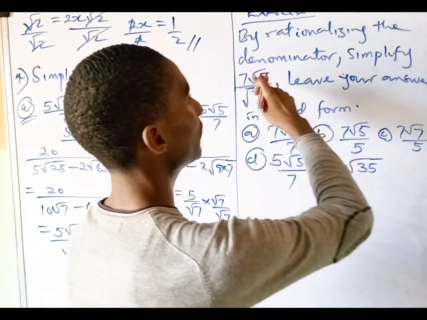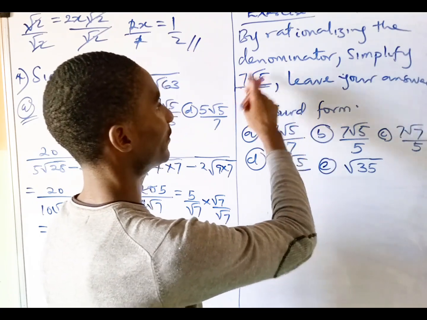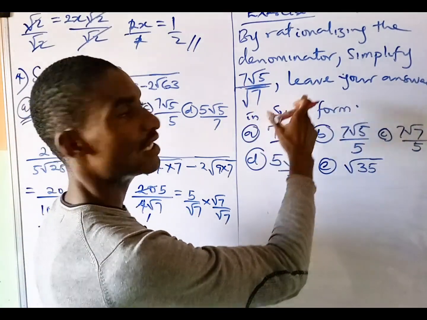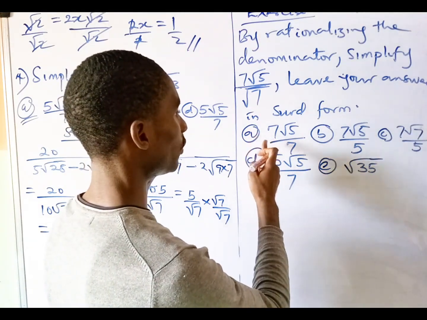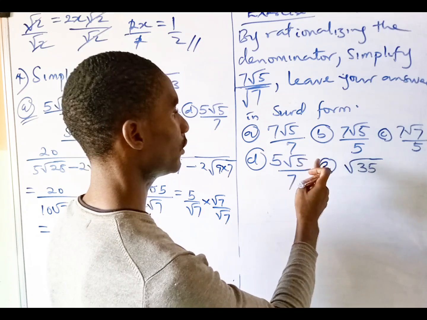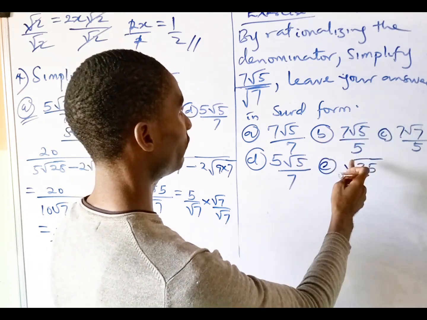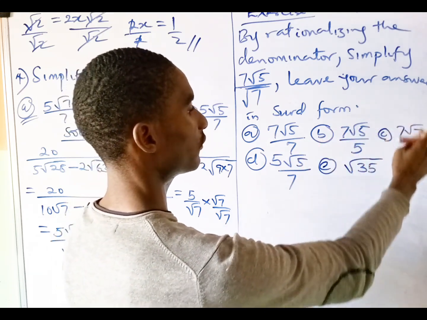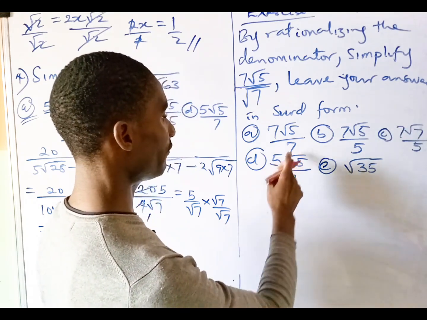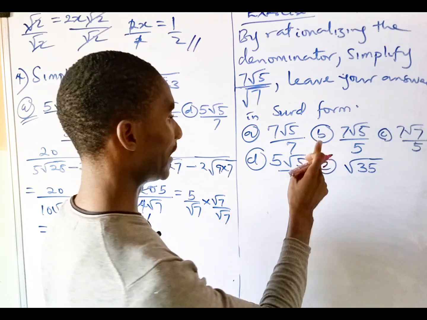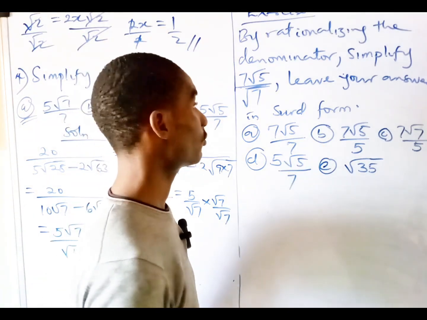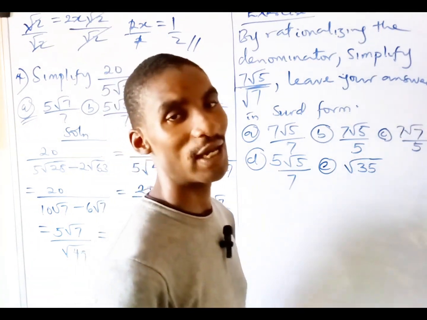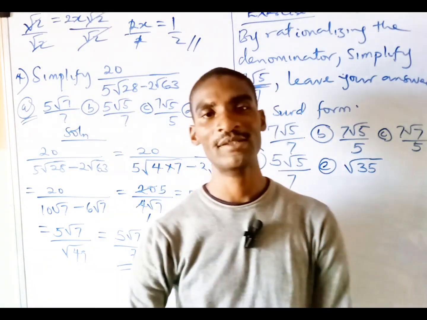By rationalizing the denominator, simplify 7 root 5 divided by root 7. Leave your answer in surd form. Options: A, 7 root 5 over 7; B, 7 root 5 over 5; C, 7 root 7 over 5; D, 5 root 5 over 7; and E, root 35. I want you to answer the question and drop your answer in the comment section.